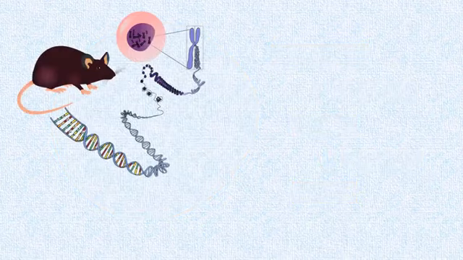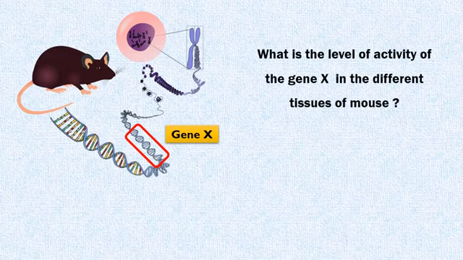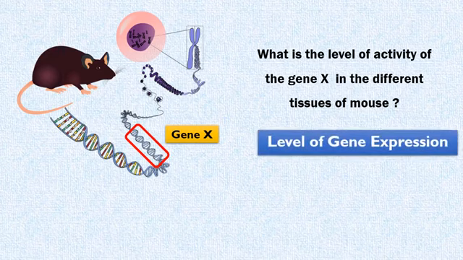Suppose gene X is present in the genomic DNA of a mouse. Now, we want to know how active this gene is in different tissues of the mouse. Let's say, how active is gene X in the cells of the liver, heart, and intestines of the mouse. By the term active, I mean, at a given time, how actively this gene is transcribed. In biological vocabulary, we want to study the level of gene expression in each case.